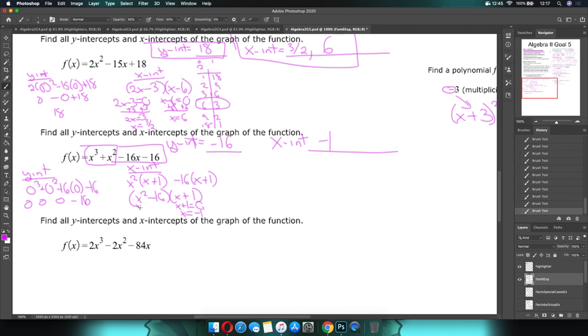Then what do I have? I have x squared minus 16 equals 0. I'm going to finish writing this over here. I need some space. So that means x squared equals 16 because plus 16 plus 16. Root this, x equals plus or minus 4. So we have 4 and negative 4.